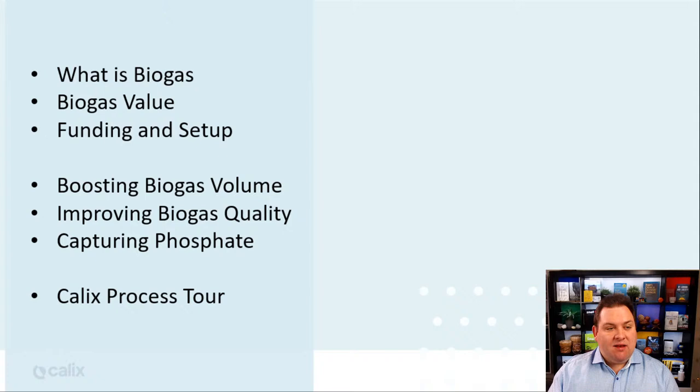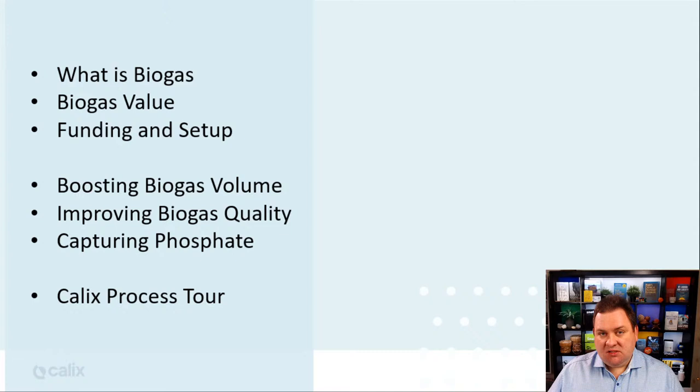We're going to quickly talk about funding and setup, how you can go about getting a biogas facility on your premises or at your waste facility. Also, then we'll move into talking about boosting biogas volumes, how to improve biogas quality. So if you've got an existing system, how do you get the most out of that system? Also around capturing phosphate, because that's going to be a key part of the value add that Calix provides in terms of getting the most value out of your system.